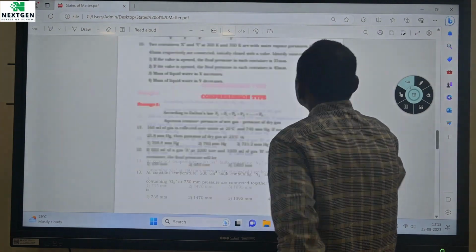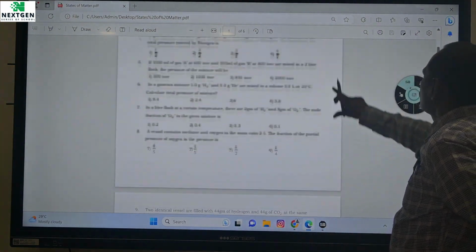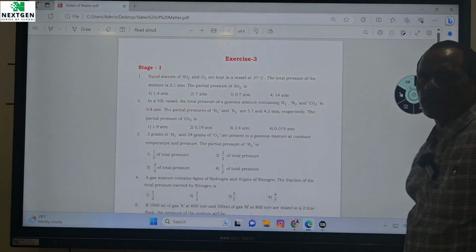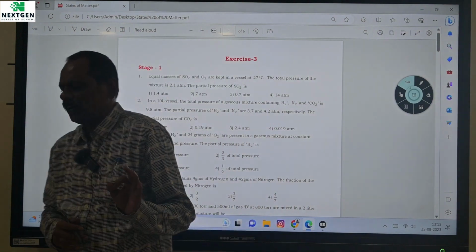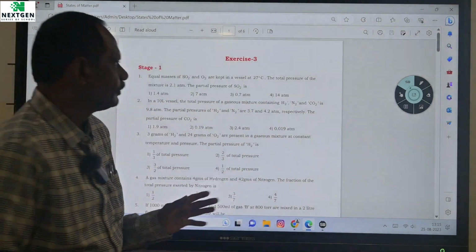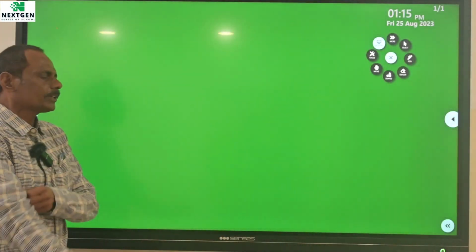Before starting these exercises, let's discuss Dalton's law in brief. What is Dalton's law?